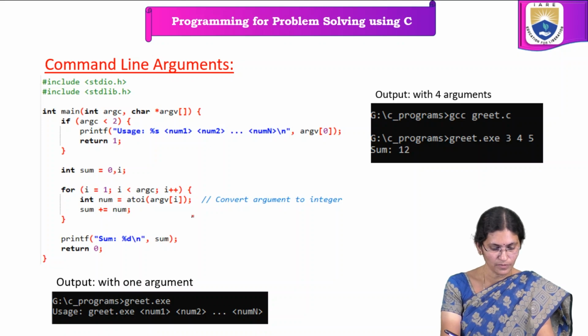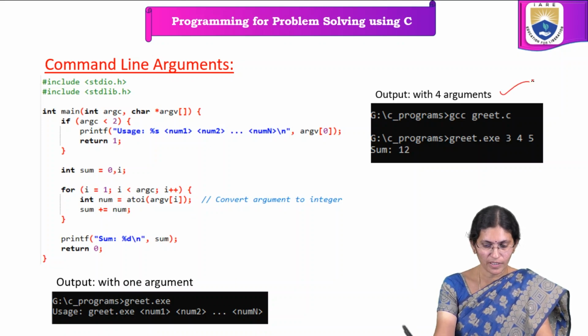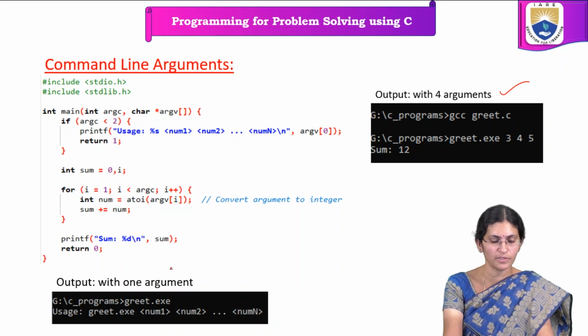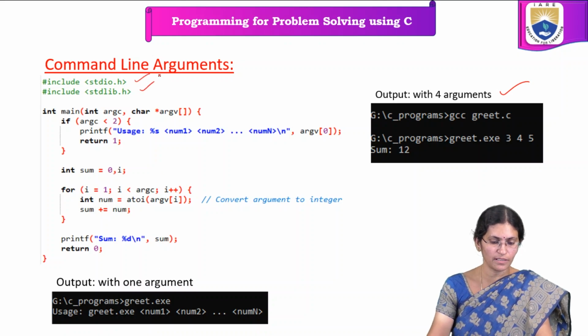So this is the program. Suppose we are passing the arguments 3, 4 and 5. Let us see this program first. Here we have included two header files: stdio.h and also the stdlib.h header file.